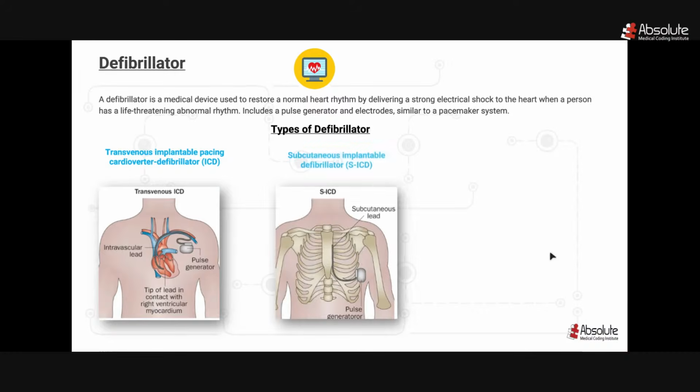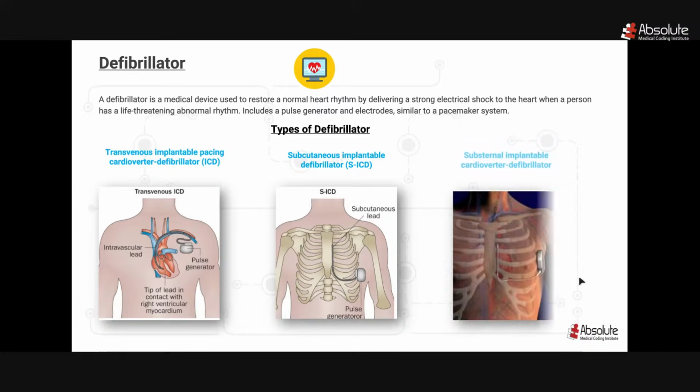And next we have a subcutaneous implantable defibrillator, also known as SICD. And here the big difference is that the lead is placed under the skin. It does not go inside the heart, and the electrode is tunneled under the skin and positioned along the left parasternal margin, meaning next to the breastbone on the left side. So subcutaneous means under the skin, outside the heart.